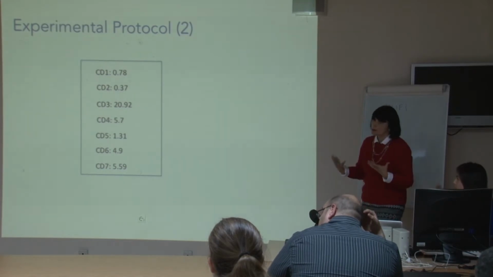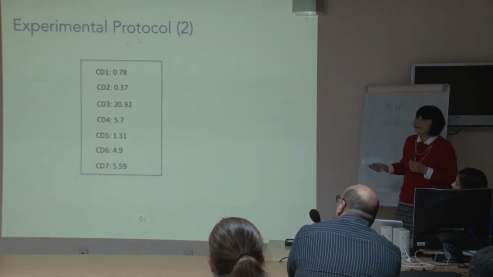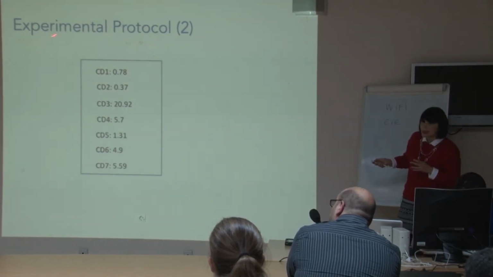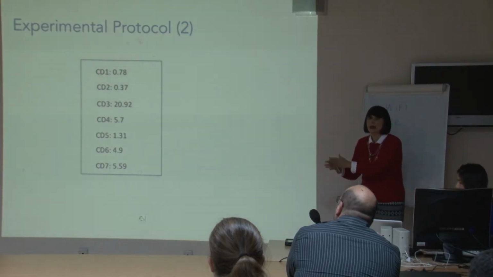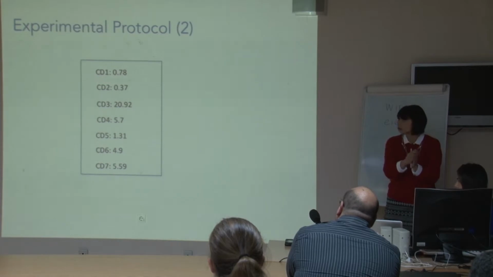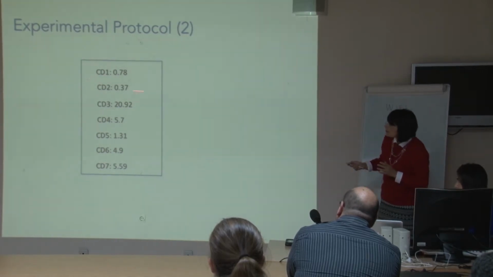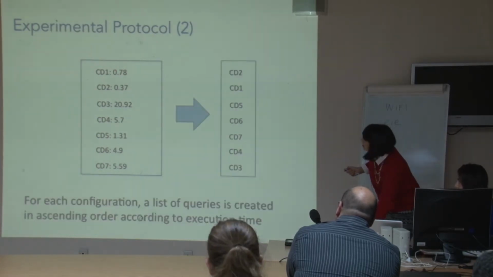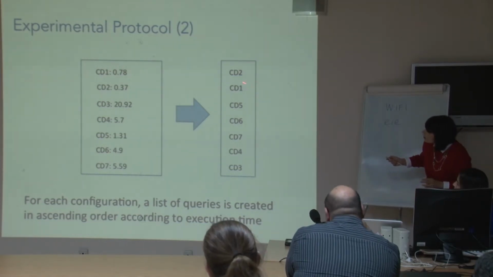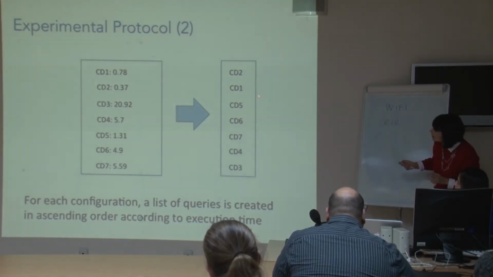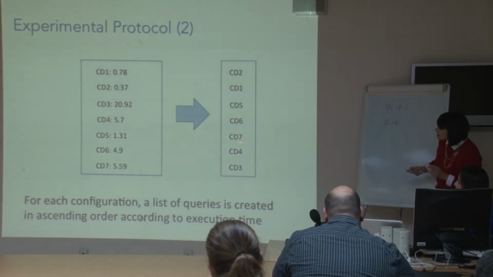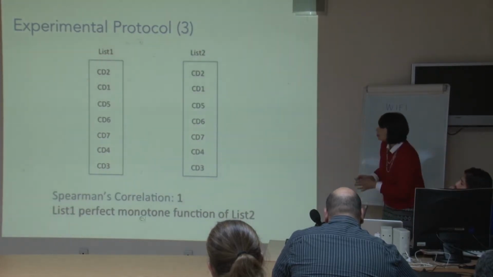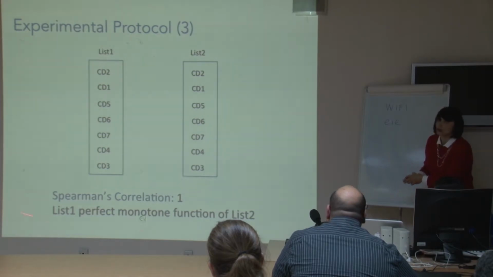So for computing the Spearman-Rho, for each of the types of queries in this benchmark, we order the queries in a list based on the execution time spent by the engine when these queries were run. So for example, in this case, we say C2 is the first one because it has the least execution time. We order this way: C2 is the one with the least execution time, C1 is the second, then C5, C6, C7, 4, and 3. And for each configuration, we compute the Spearman-Rho correlation.